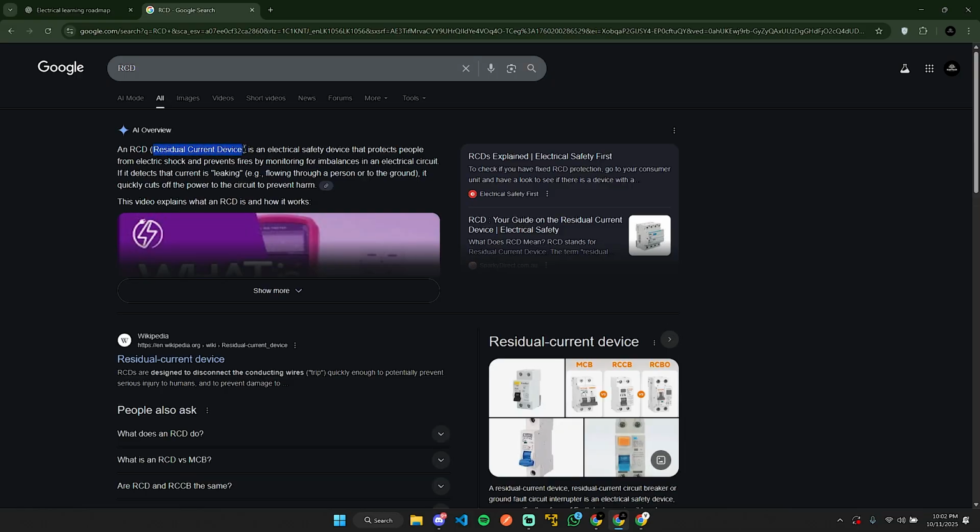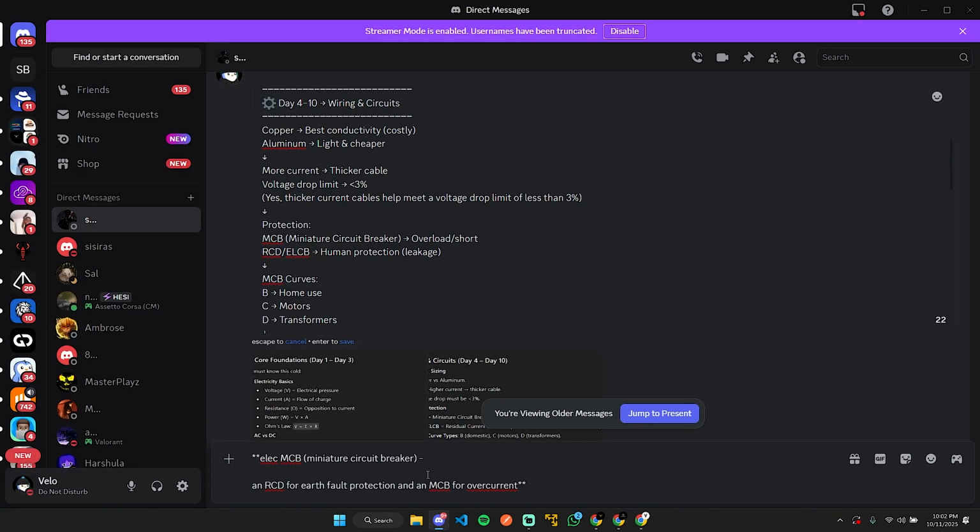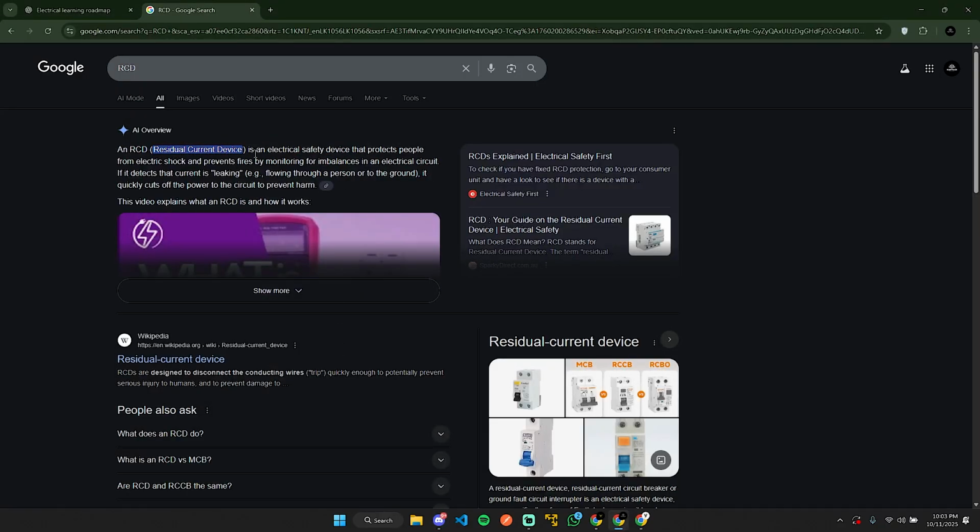Residual current device. It's an electrical safety device that protects people from electric shock and prevents fires by monitoring for imbalances in an electrical circuit. Right. Residual current device for fault protection. If it detects the current is leaking, it quickly cuts the power.